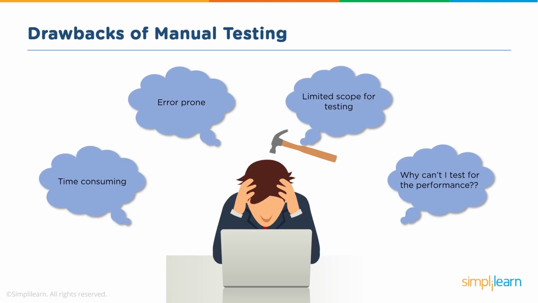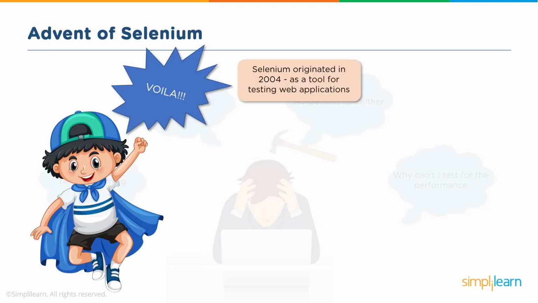So this tells us why we want to automate. One, for faster execution. Two, to be less error prone. Three, to help frequent execution of our tests. So there were many tools available in the market for automation. One such tool was Selenium, and that brings us to the slide, Advent of Selenium.